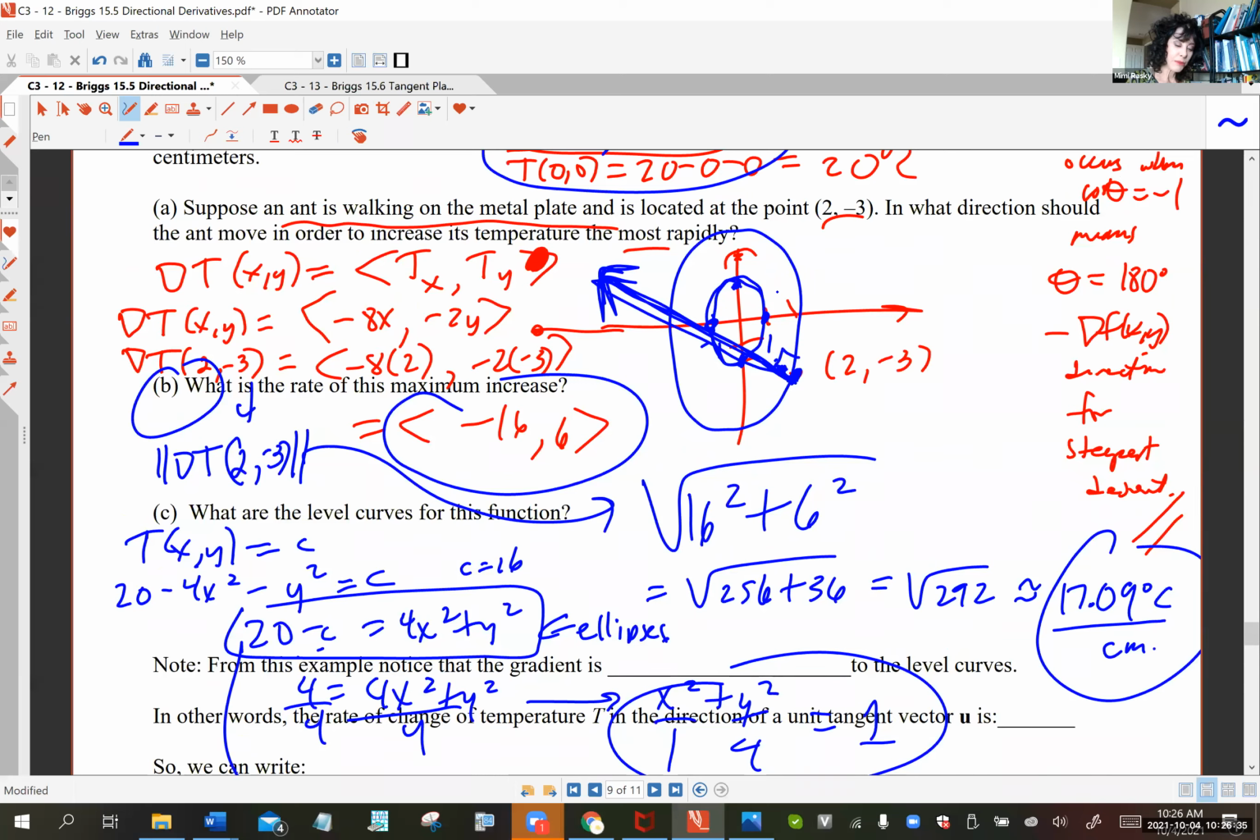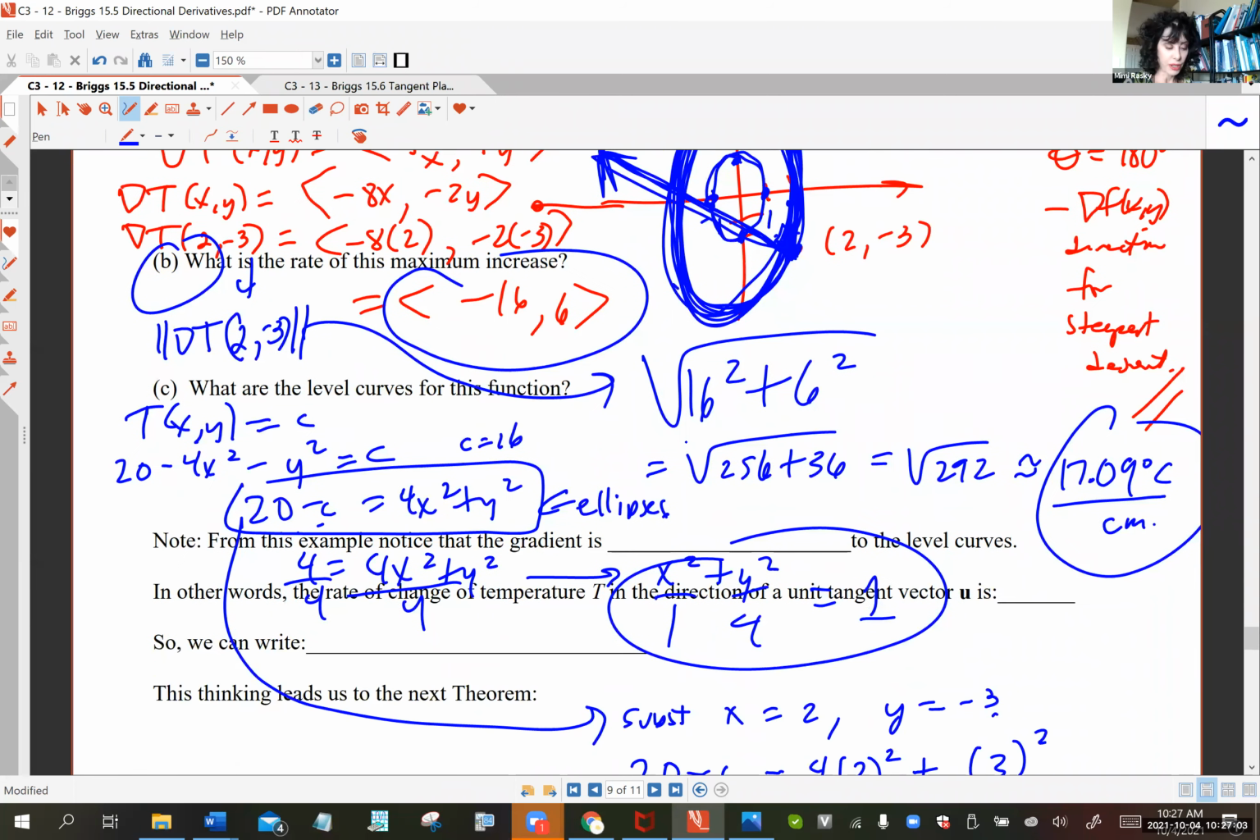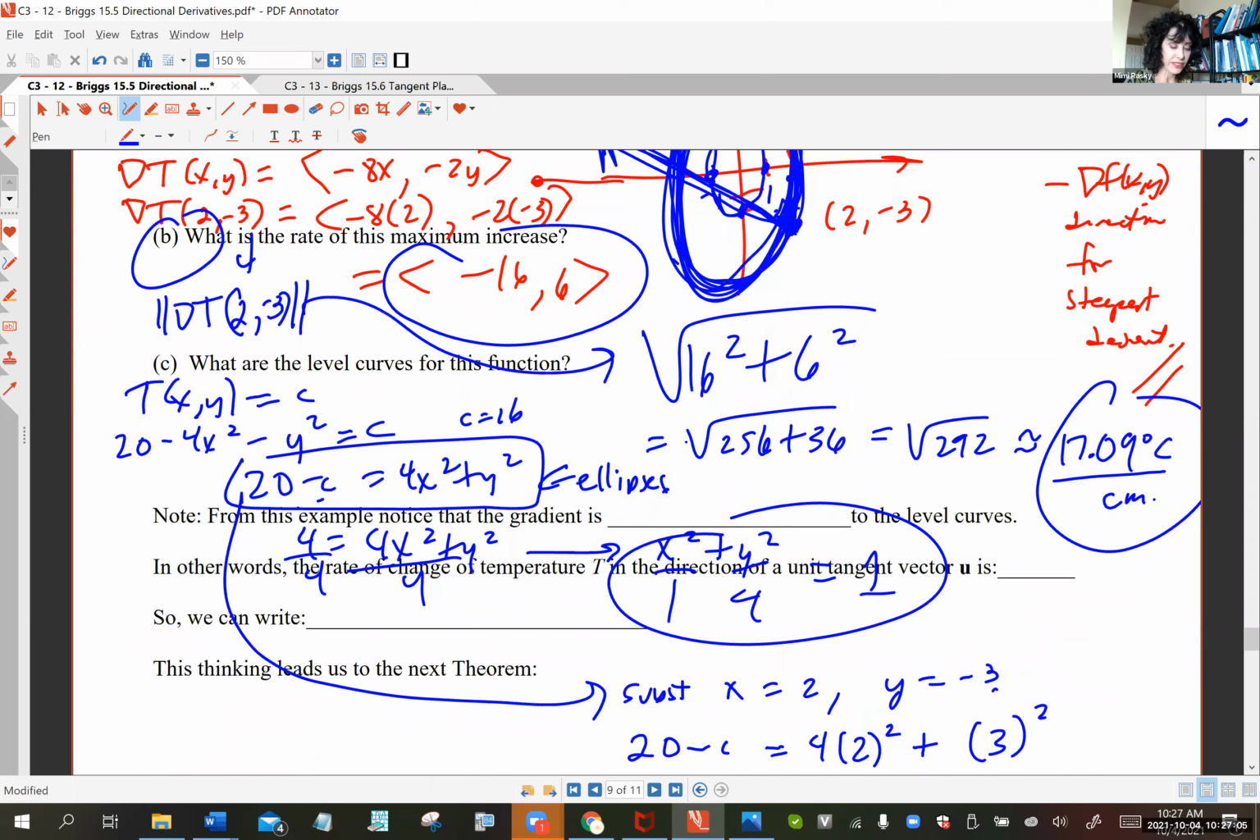Now, I want to talk a little bit also about this level curve. If this ant wants to stay at the same temperature or a level temperature, he'll stay on this ellipse that he's already on, and then he won't change in temperature, because the claim here is that if you stay on this level curve ellipse, your temperature won't change. All the points on that particular ellipse share the same temperature. So if the ant were interested in staying the same temp, he would continue to walk on that ellipse.